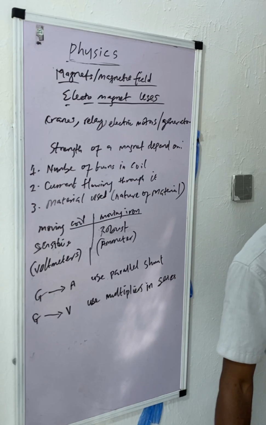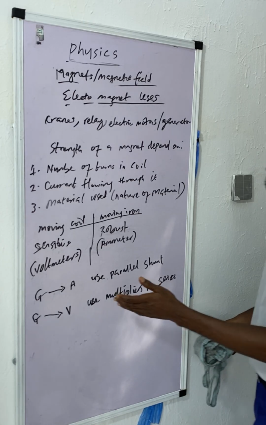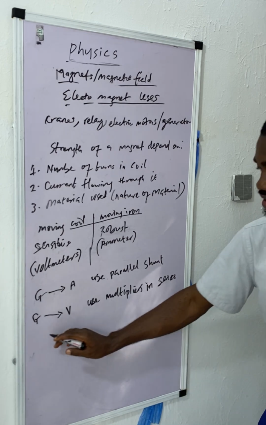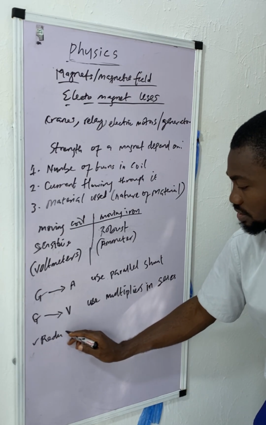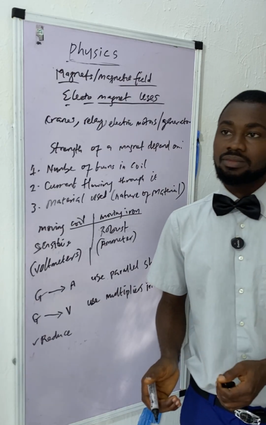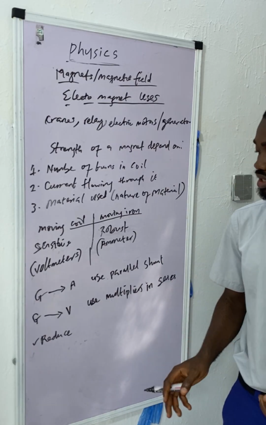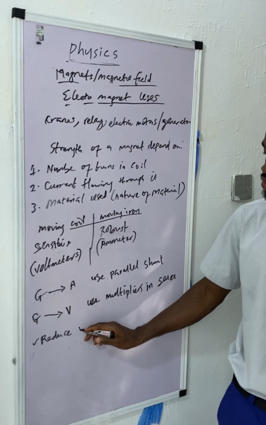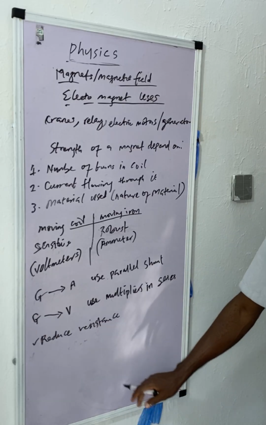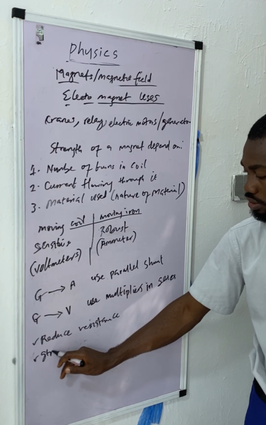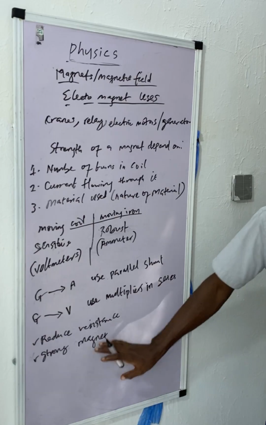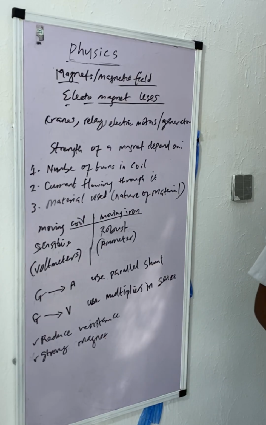So how do we increase sensitivity in a moving coil or in all these instruments used for measuring current? It's very easy now. Reduce the resistance. You know that when resistance is low, current travels faster and more current travels. So reduce resistance. That's the first one. Then the second one is to ensure you have a strong magnet. So that's how to increase sensitivity.